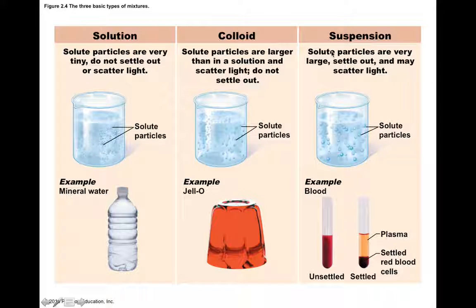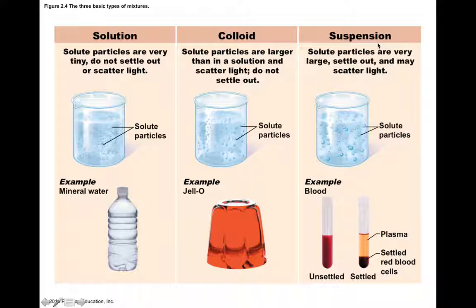Now, a suspension is where solute particles are very large. Because they have so much mass, they are able to settle out, and they may also scatter light. An example of this would be the red blood cells within your blood. As long as your blood's moving and constantly being turned around and mixed, red blood cells stay mixed within blood itself. But because these red blood cells are so large, they have a tendency to settle at the bottom of a test tube if you let that blood sit there for a while. This is an example of a suspension.